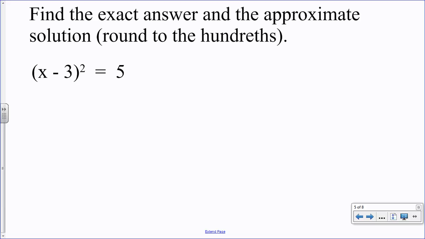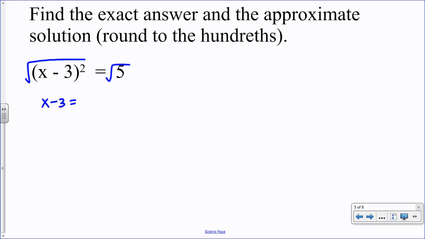I need to get to x, and x is inside the parentheses. So to get rid of the parentheses means I have to get rid of the square. So I do the square root of both sides. So the square root of (x minus 3) squared is just x minus 3.